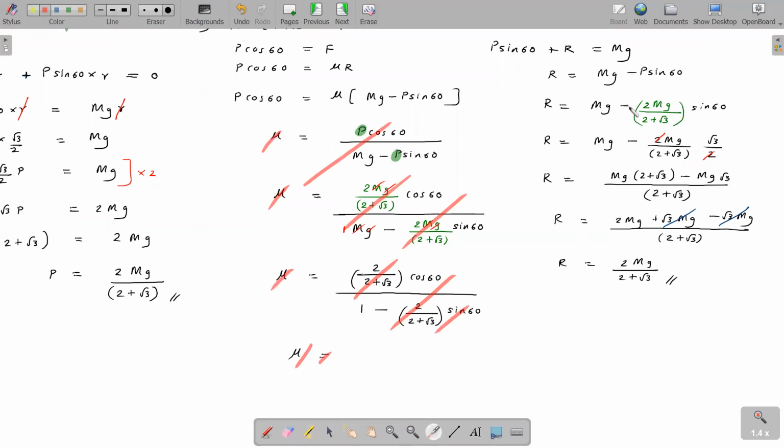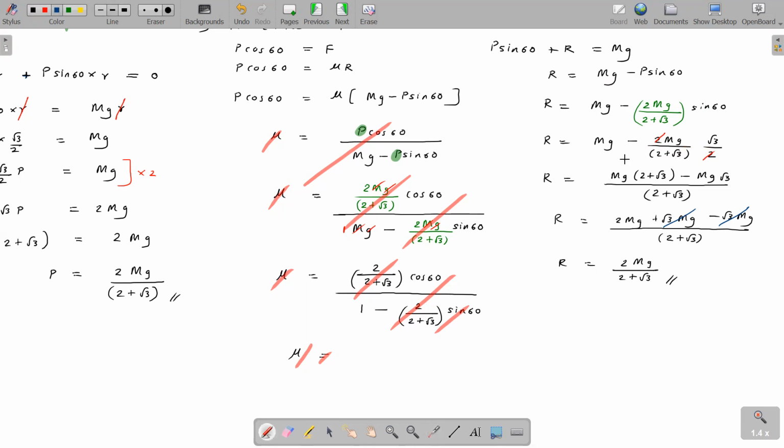So you can see what I've done here is I've substituted the P value. Previously, I just kept the R like this and substituted it over here, right? But you can actually input the P value, 2 mg over 2 plus root 3 times sine 60. The simplification is not that hard, because sine 60 is root 3 over 2 and the two numerator and denominator can cancel out. And then you have root 3 mg over 2 plus root 3.